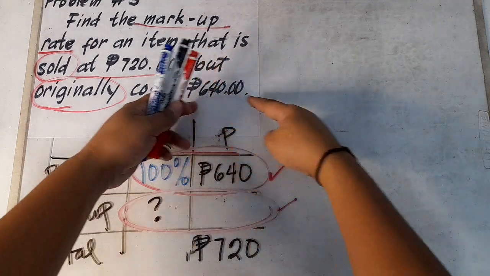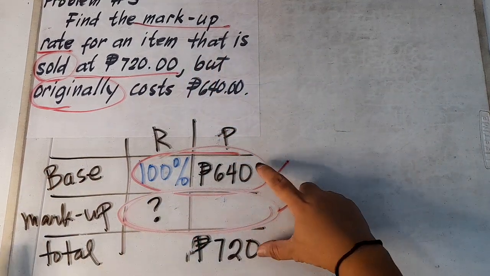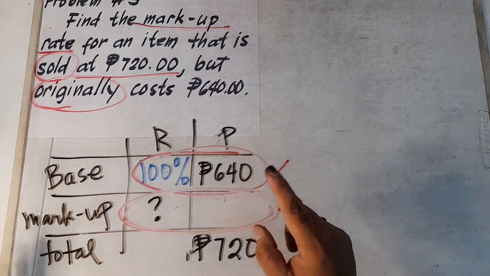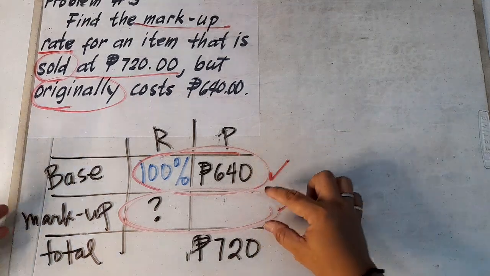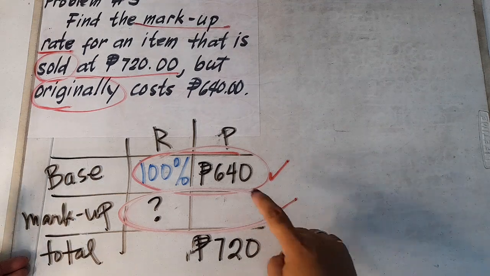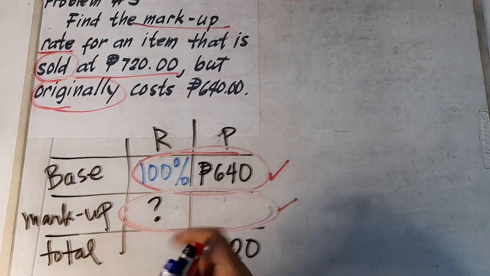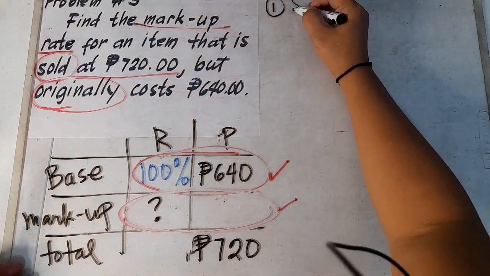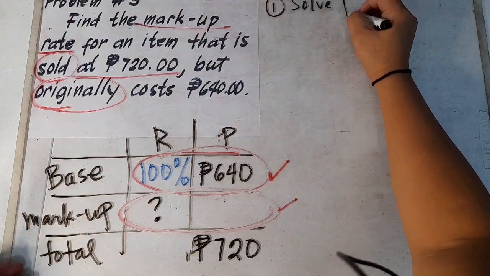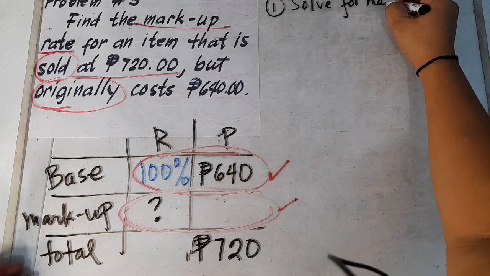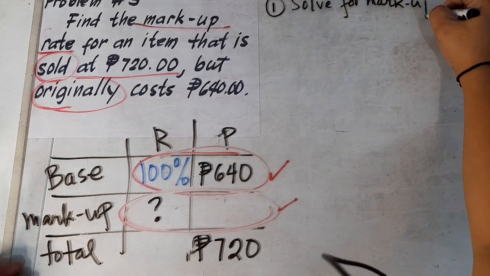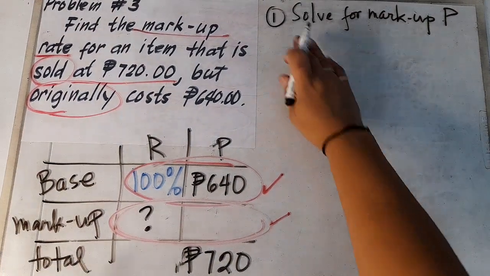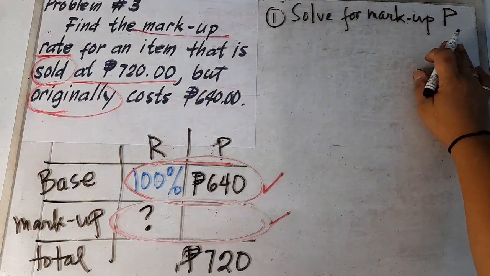Now, tignan ninyo yung column ng percentage. Meron kayong dalawang values out of 3. We know that for a fact that base plus markup is total. So, how do we get this one? So, ang gagawin natin, we solve for the markup. Solve for markup percentage. Okay? So, how do we solve for the markup P or markup percentage?